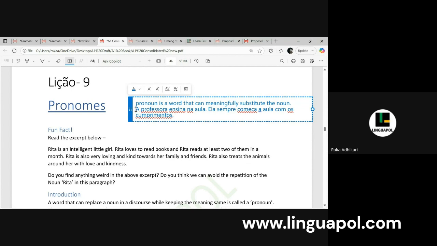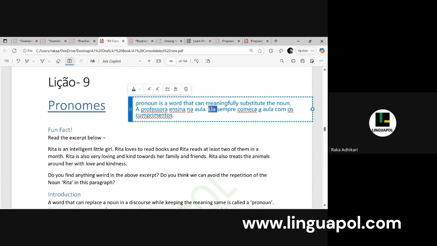So, in the first sentence, we are saying the teacher teaches in the class. A professora ensina na aula. Mas, na segunda linha, in the second line, não precisamos o substantivo repetido. We don't need the noun to be repeated. And we replace the noun, the word professora, with the word ela. Ela means she. She always begins the class with greetings, cumprimentos. So, ela is the word that is actually replacing the word professora.